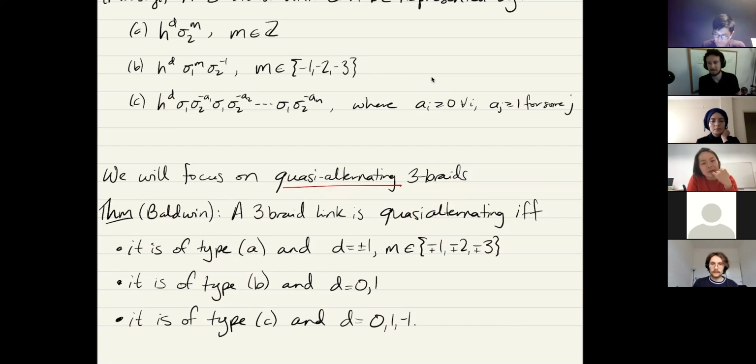But what about three braids? Why three braids? I was working on a project last year, and there's this paper where I classified torus bundles over the circle that bound rational homology circles. Part of that classification boiled down to classifying certain rational homology three spheres that bound rational homology four balls. And those rational homology three spheres happen to be double branch covers over three braids.